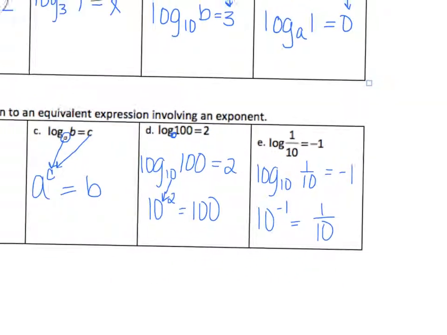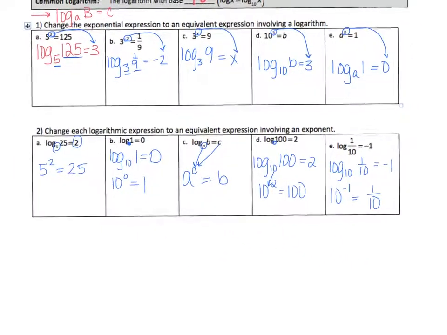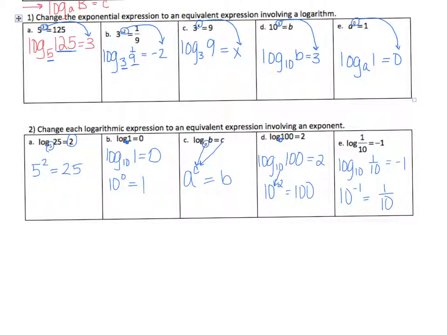So all of these should make sense. Once you rewrite them, as long as they're numbers, you should be able to put the left side in your calculator and get the right side out of it. So if you do 5 squared, that equals 25. 10 to the 0 in letter B equals 1. C we can't put in our calculator, but D we can. 10 to the second is 100. And then same thing with E. 10 to the negative 1 is 1/10. So all of these should make sense in terms of putting it into your calculator and getting the correct answer.